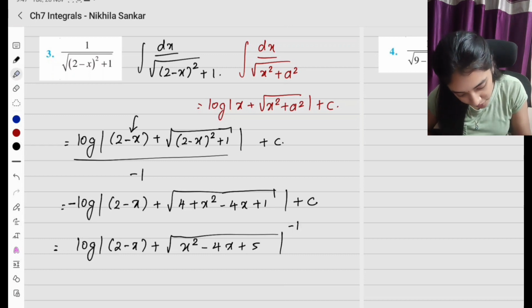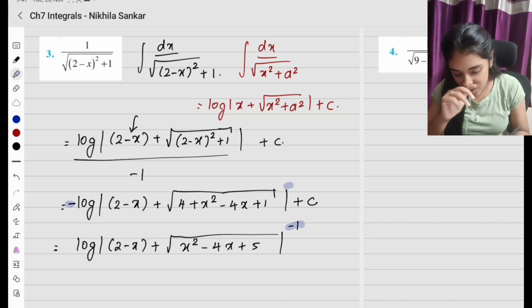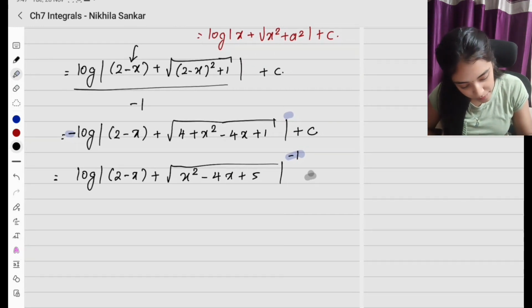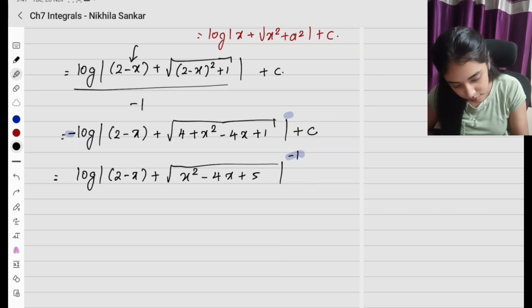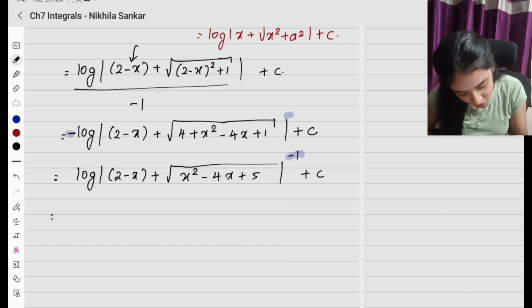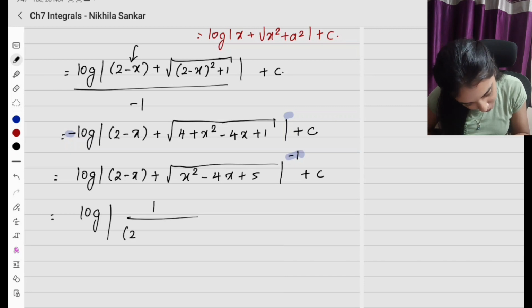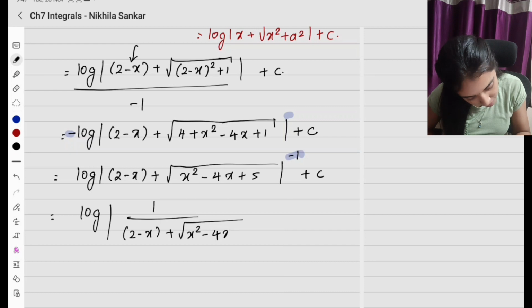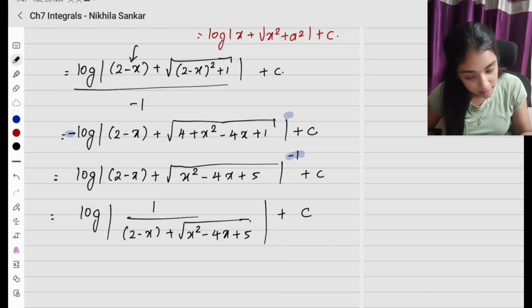இந்த minus 1 எங்கே வந்தது? இந்த minus, it goes to the power and it comes here. Okay, so minus 1 and அர்த்தம், I can take the reciprocal. So plus c. So this is going to be log of 1 divided by 2 minus x plus square root of x square minus 4x plus 5 mod plus c. So this is going to be my final answer.